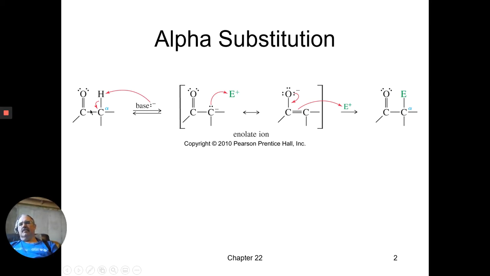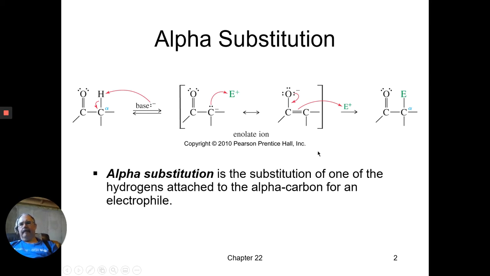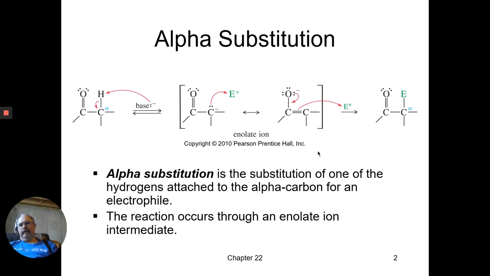Okay, some kind of a base removes an alpha hydrogen. An alpha hydrogen is on the carbon next to a carbonyl. Okay, although this anion now is resonance stabilized, it's actually the carbon that attacks the electrophile, and we replace that hydrogen with this electrophilic group. Okay, this is called an enolate ion.